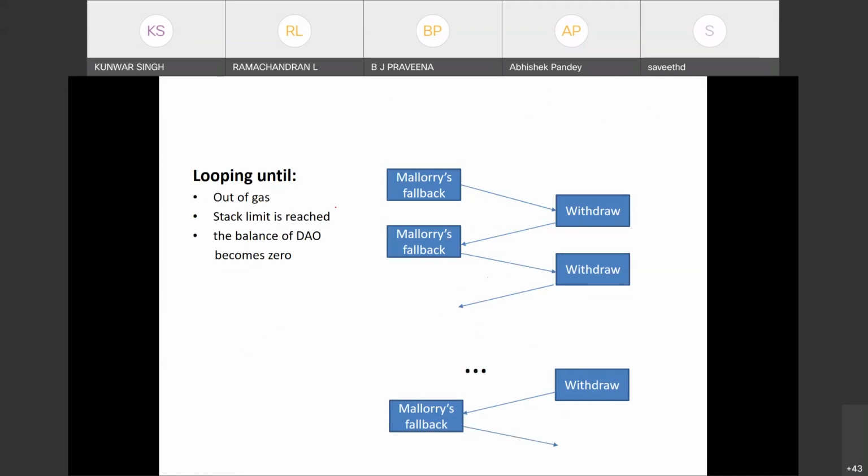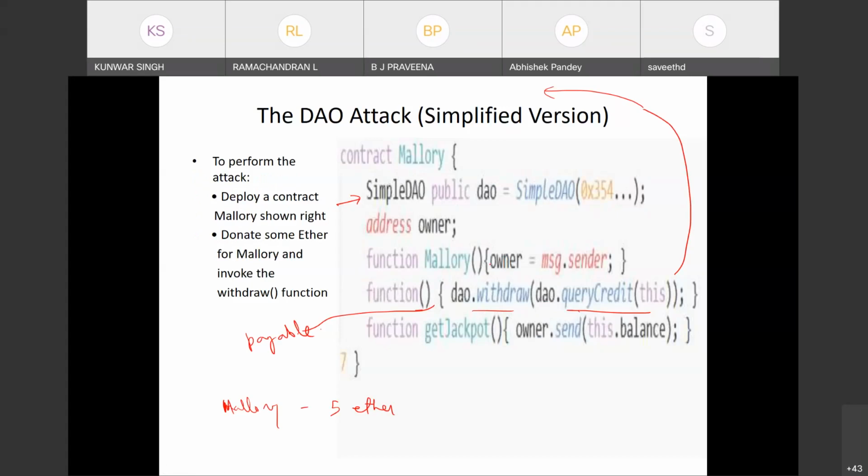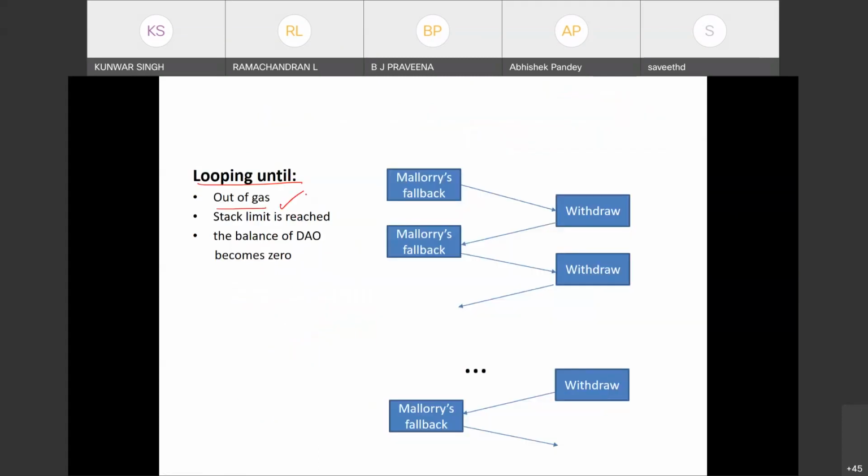It will continue till what? Out of gas. So the only thing is, if the attacker wants to execute this again and again, he has to keep sufficient gas. That is the only expenditure from the attacker's side. That you can do because gas is not that costly. To execute this is not costly because he is getting the ether again and again. You can keep maybe 1 lakh gas. It will be cheap, it will not be costly. So he has to keep sufficient gas, then only it is possible.